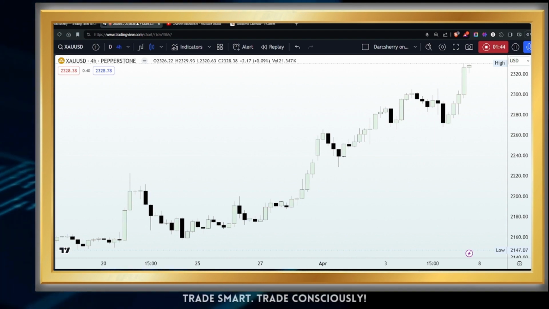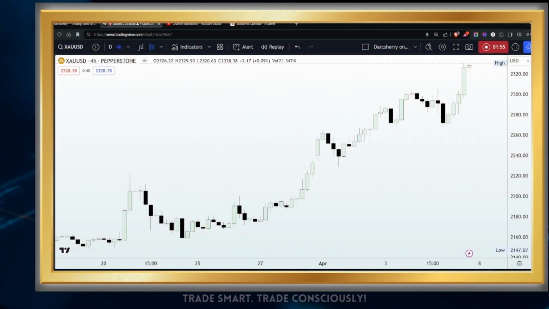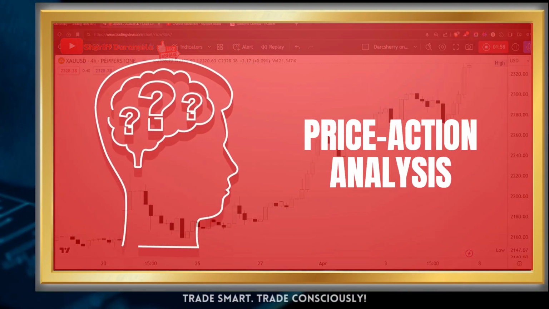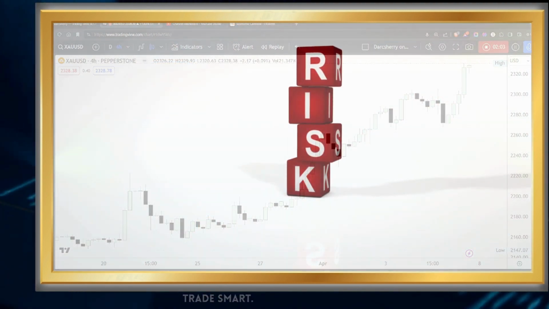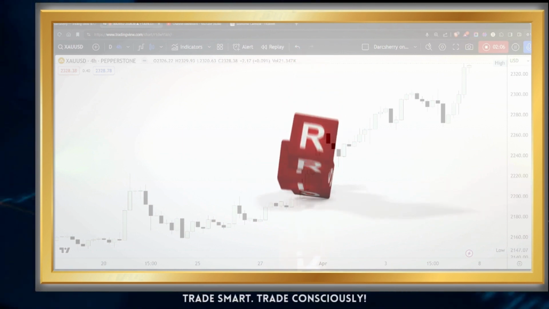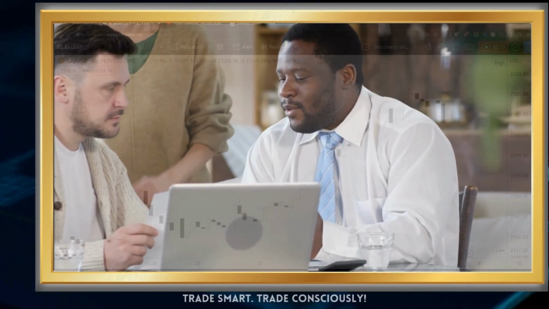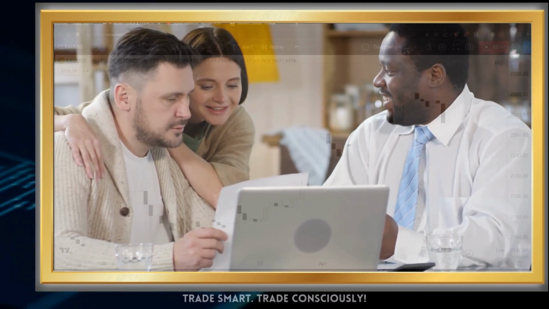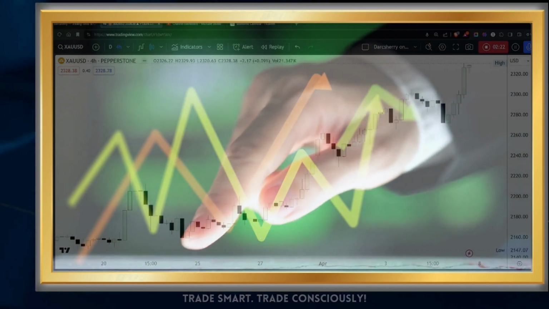Before we proceed, it's crucial to emphasize that this presentation is designed for educational purposes only and should not be considered financial advice. While our goal is to enhance your understanding of price action analysis, it's crucial to acknowledge the inherent risk associated with Forex trading. Exercise caution and consider seeking guidance from a qualified financial advisor before making any investment decisions. Without further ado, let's delve into the details.